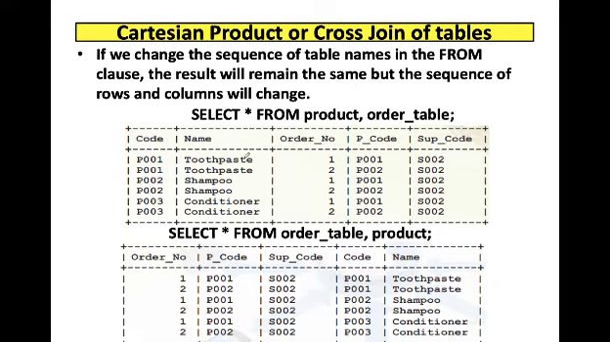If you see toothpaste, these two rows are the same, but the order of columns has changed. In this, the columns of the product table are first because the product table is mentioned as table 1 here, but in this one, the columns of order number are prior because the order table is prior to the product table. So it will definitely change the sequence of rows and columns, but it will not change the data which is being generated. I hope it is clear.